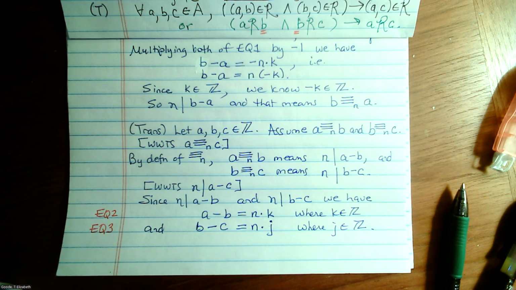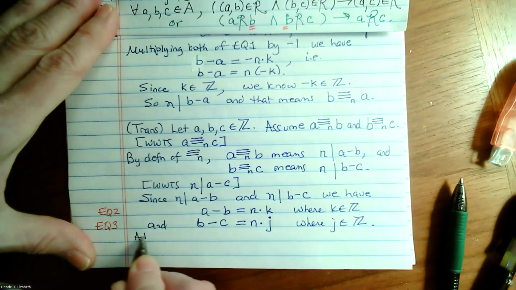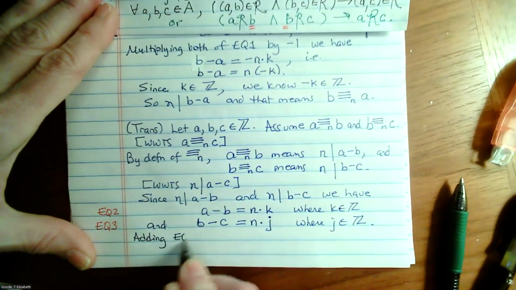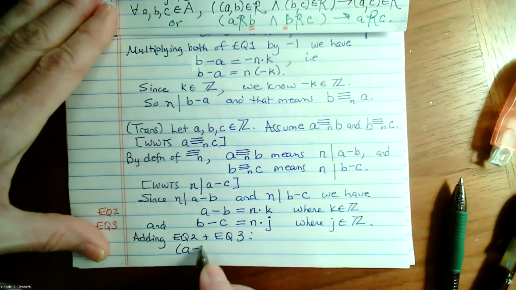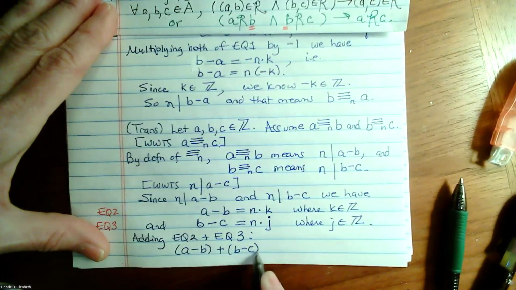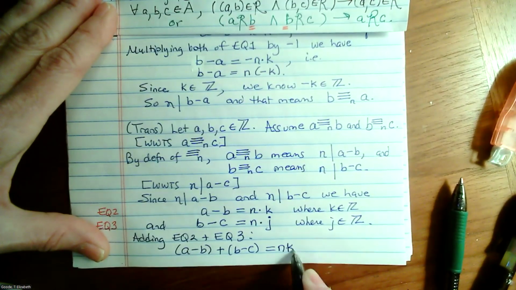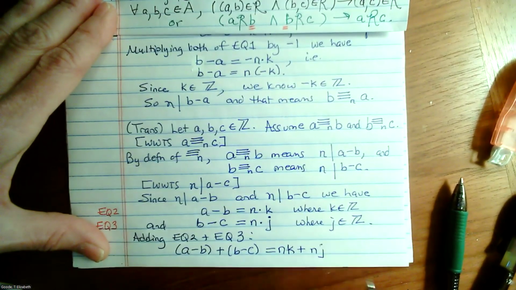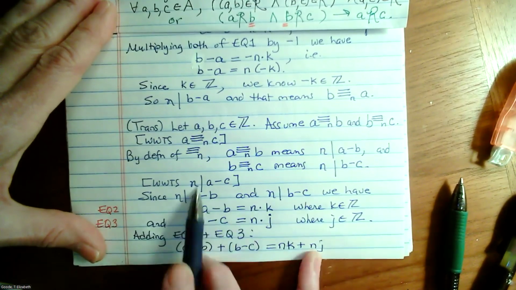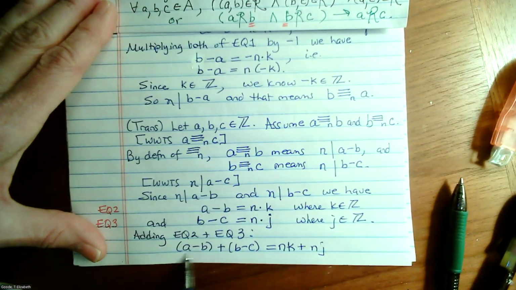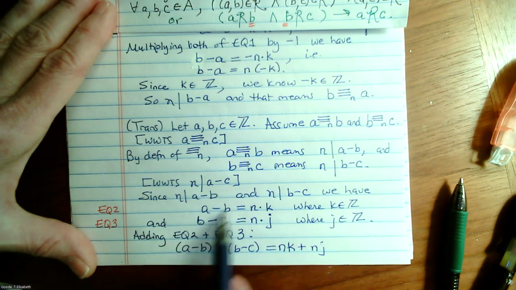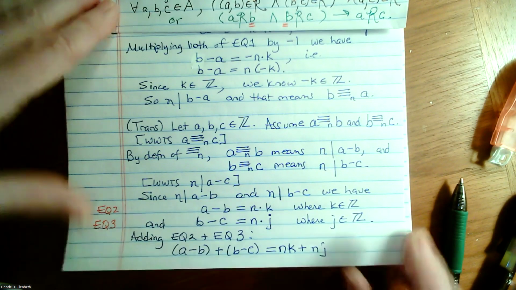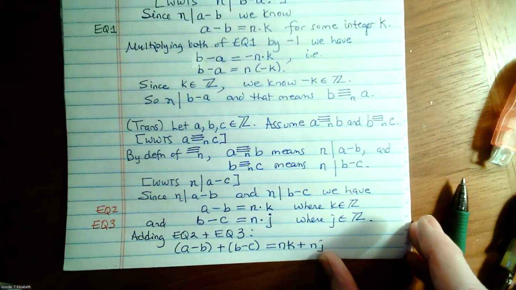We're allowed to add them. So adding equation 2 and 3, what do we get? We get A minus B plus B minus C equals NK plus NJ. But look what we're trying to prove. We're trying to prove N divides A minus C. See what happens to this left side? The B's cancel. We have minus B plus B. That's why we added these, because the B's are going to disappear, because we have a minus B and a plus B. So those B's disappear.